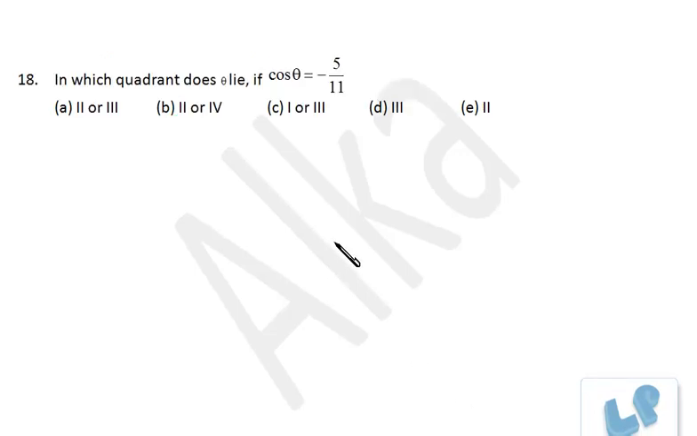Now in this case, in which quadrant does theta lie if cos theta is minus 5 by 11? That means cos is negative. So if we draw the circle, it's All Sugar Tea Coffee, right? Cos theta is negative in the second and third quadrant, right? So second or third, right?